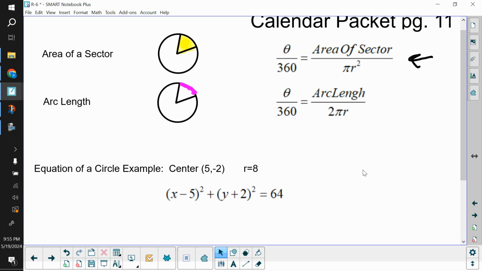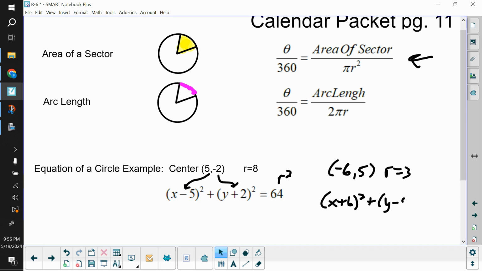Then next, at the bottom of this slide, we've got our general center radius equation of a circle. We have an x part squared plus a y part squared equals the radius squared. So notice it's 64 because we squared the 8. And the other thing I want to point out, in the general formula there's a minus, so notice that each of the signs are changed. So if we had like -6, comma 5, and a radius of 3, that would be x plus 6 squared plus y minus 5 squared equals 9.